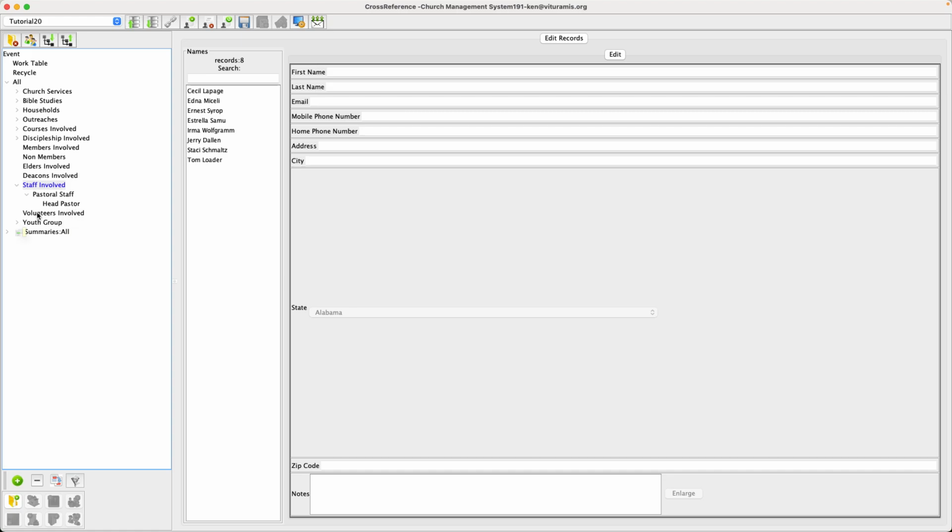And then finally, we're down to volunteers. And when you take a look at the section for general groups, you can learn how you can subdivide any of these groups into more specific groups. So I hope this helps you with understanding how CrossReference models a church.